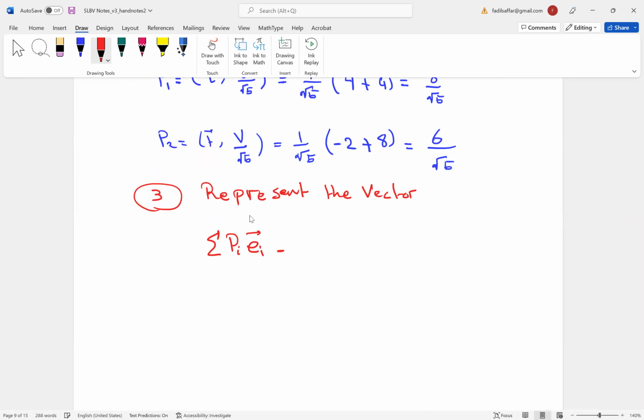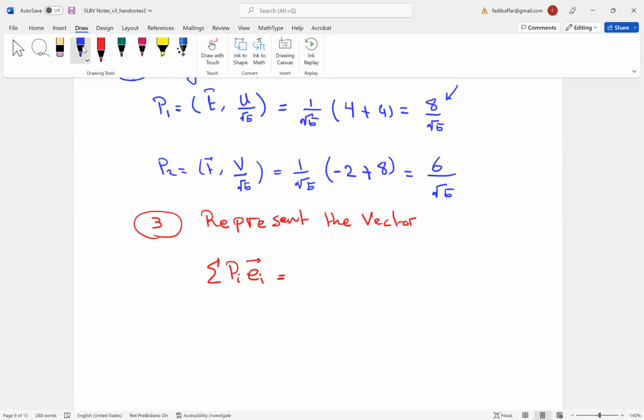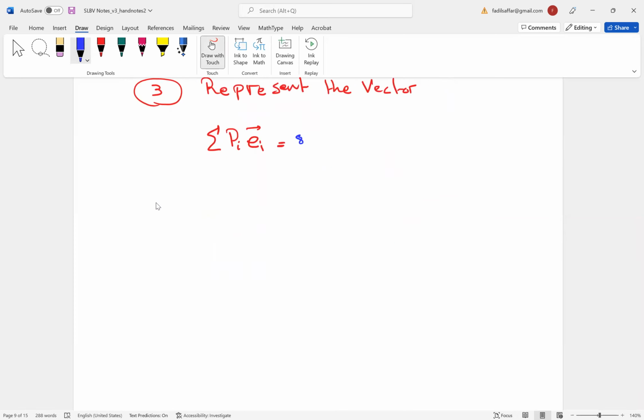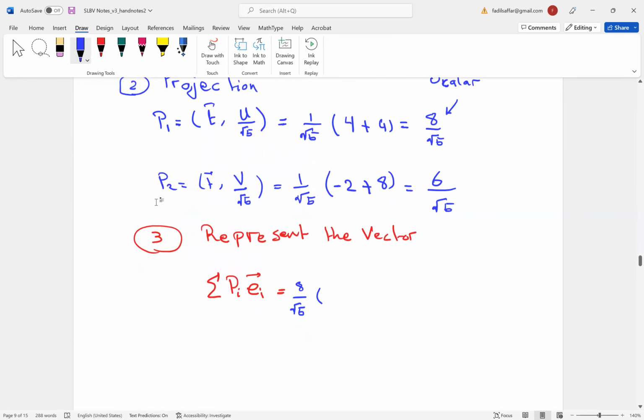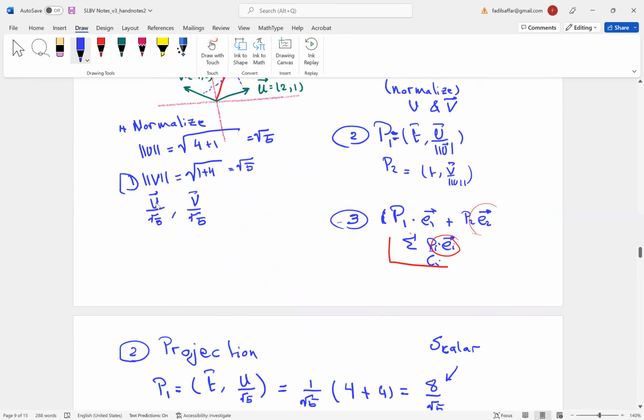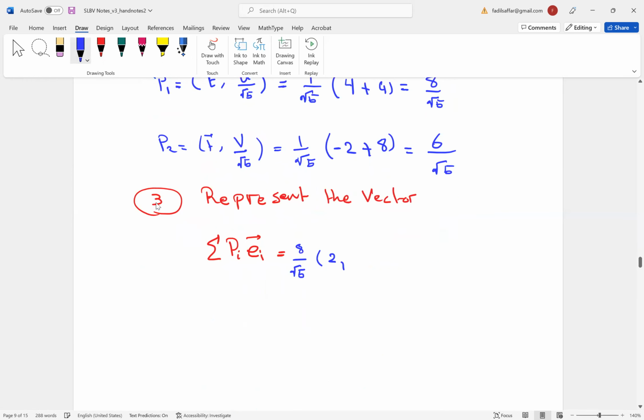Now we have the projection P1, which is 8 over square root of 5, multiplied by E1, which is 2 and 1 times 1 over square root of 5, plus the projection 2, which is 6 over square root of 5, times -1 and 2 times 1 over square root of 5.